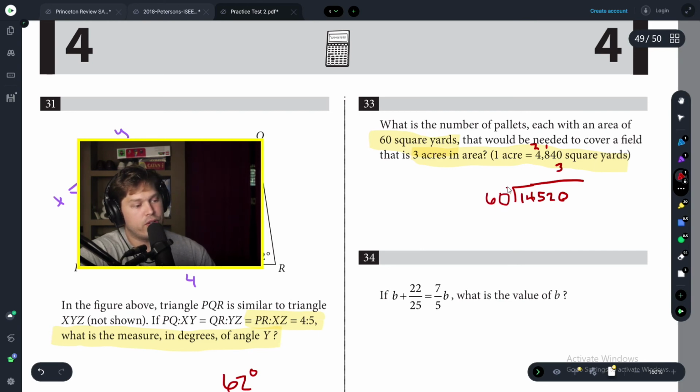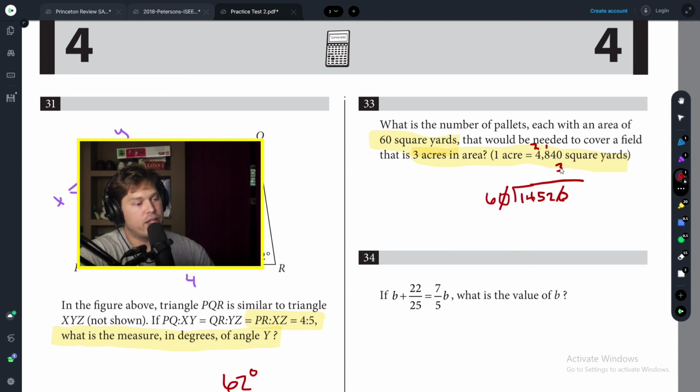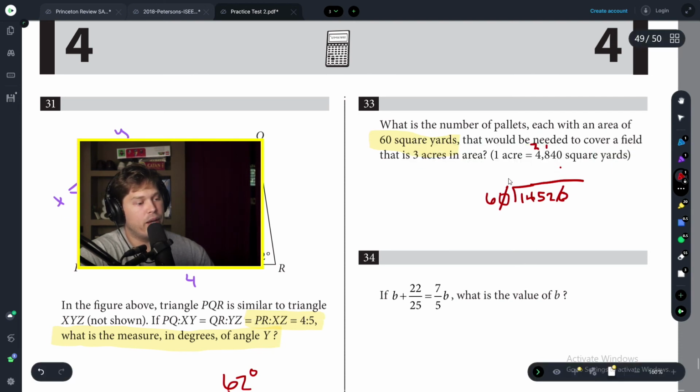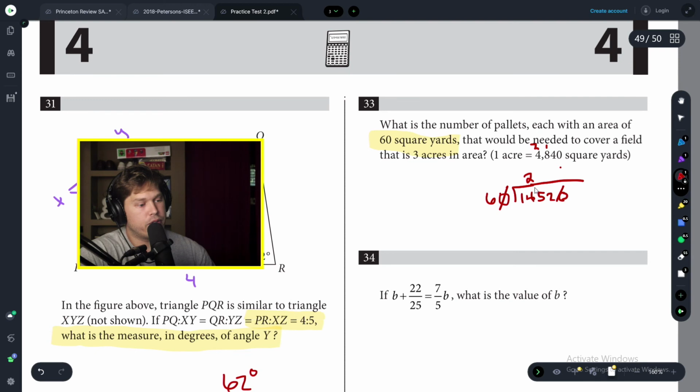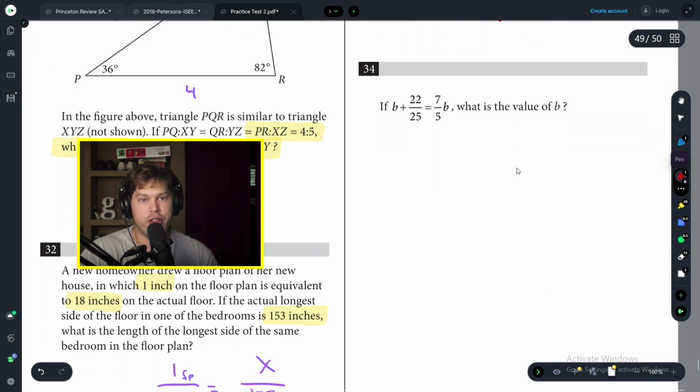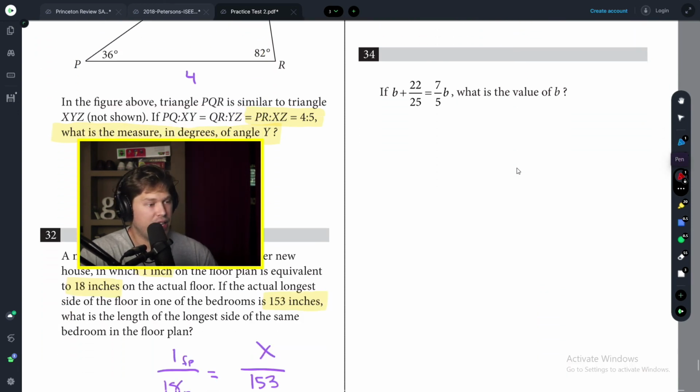Okay, so we can chop off our zeros. And I'm going to erase this 3 so it doesn't get in the way. 6 goes into 14 2 times. We'll have 2 left over. 6 goes into 25 4 times. 1 left over. 6 goes into 12 twice. So our answer is 242 pallets will fill the 3 acres of land.